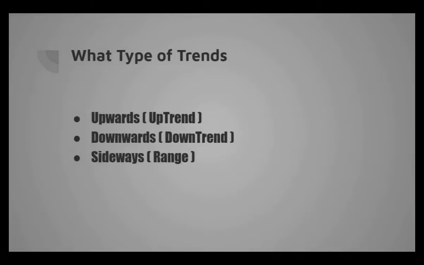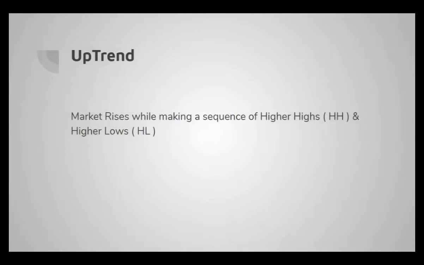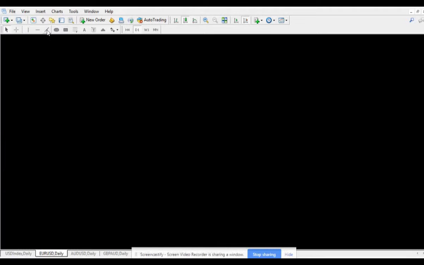All right, so let's start with the uptrend. In an uptrend, the market rises while making a sequence of higher highs and higher lows. We just abbreviate higher highs with HH and higher lows with HL. Now that you know what an uptrend is, I'm gonna draw a few examples for you and show you a live example. So let's get straight into it. A quick uptrend for you, real quick.